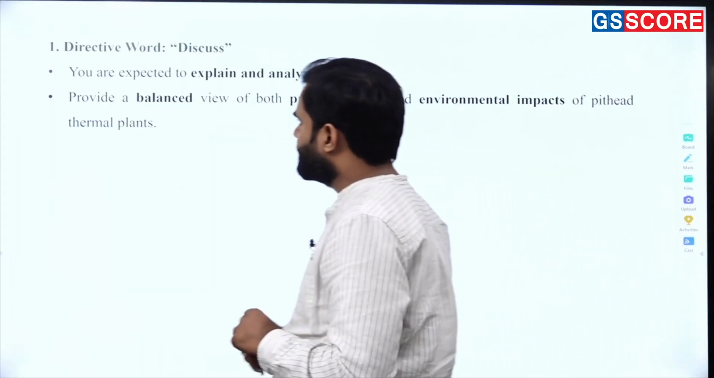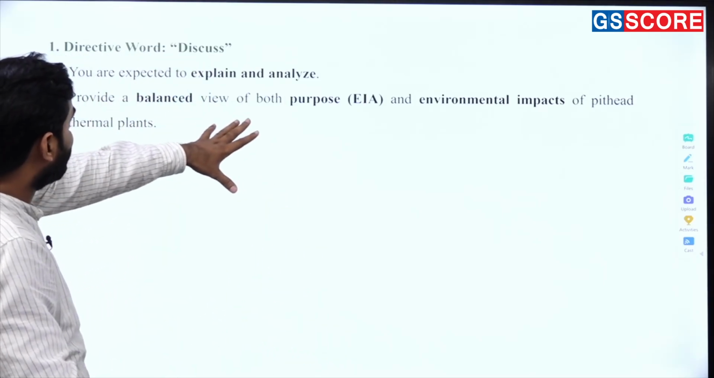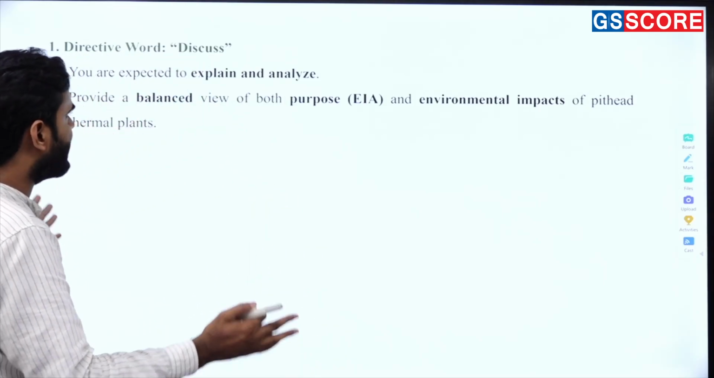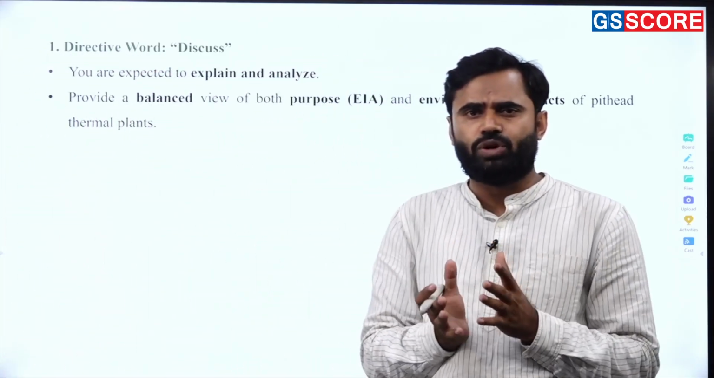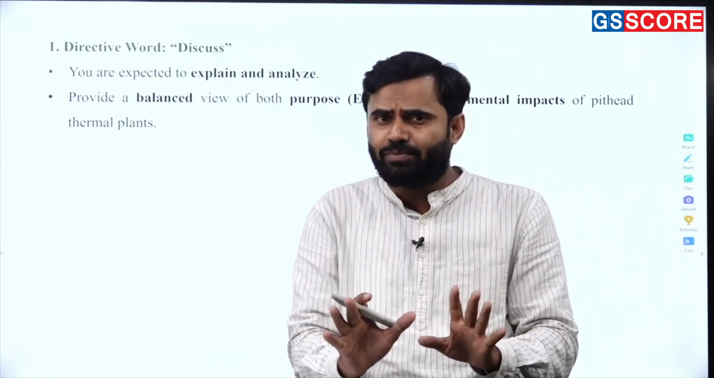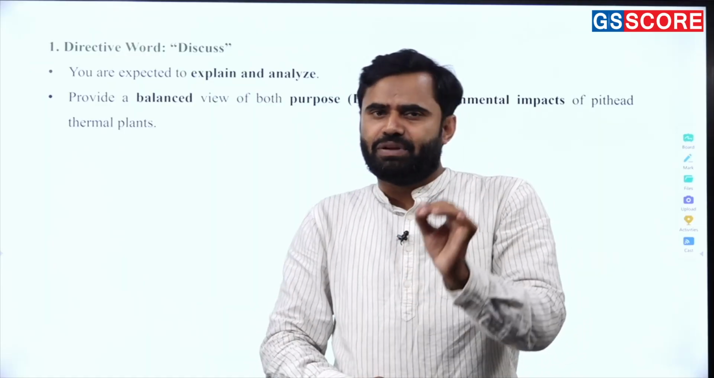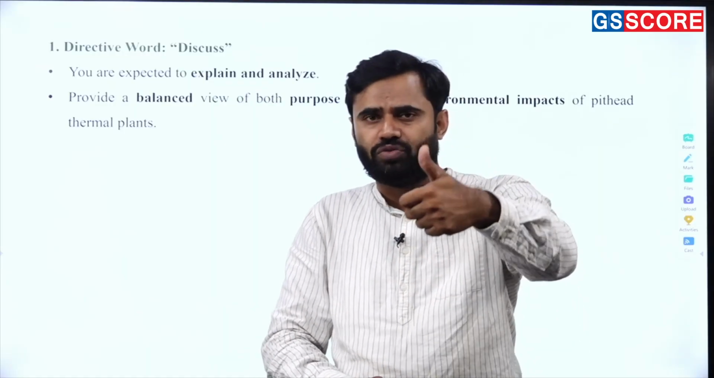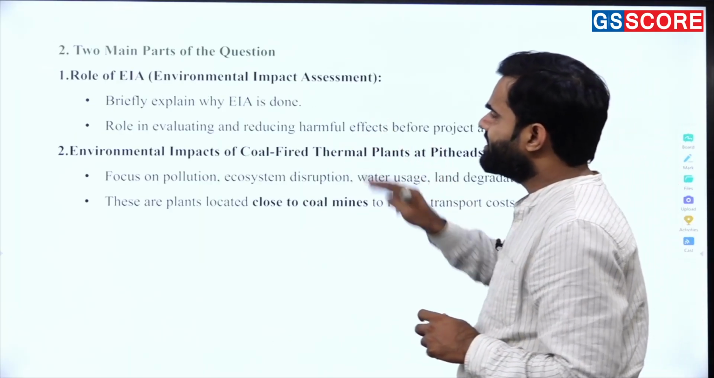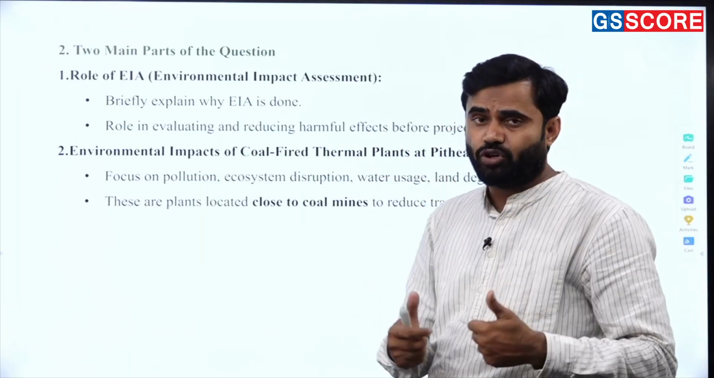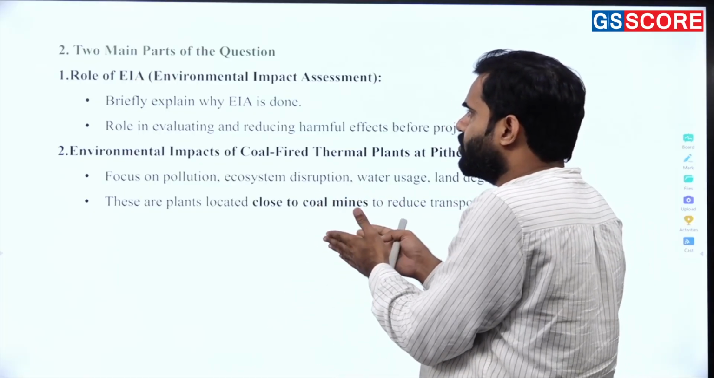First of all, the question starts with 'discuss', which means explain, analyze. Many times we have discussed that first of all we have to identify the directive words. So what are the major directive words inside the question? Getting the points? Many times I have discussed this in previous classes. This is the first part of the question, and I have already discussed that there are two main parts of the question.